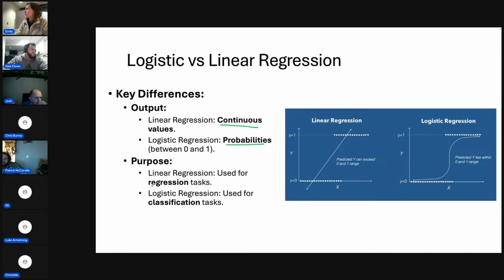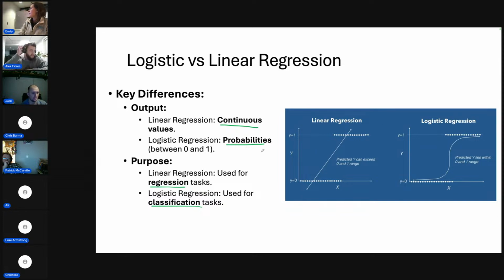Linear regression is used for regression tasks, and this part is maybe confusing because regression's in the name, but logistic regression is used for classification. Logistic regression is not used for regression. It's just called logistic regression because it uses a linear regression in that sigmoid transformation formula.